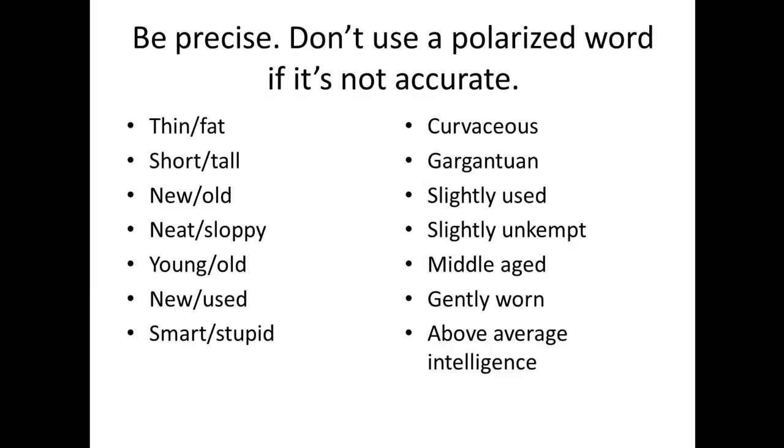If you're trying to convey that a person is neither short nor just tall, you could say he's gargantuan, which means huge. If it's not new and it's not old, maybe it's slightly used. If it's not neat and not sloppy, maybe we write that it's slightly unkempt. If the person is not young or old, we might describe her as middle-aged. If it's not new or used, as gently worn. And if a person is not smart and not stupid, we might be precise in saying above average intelligence.